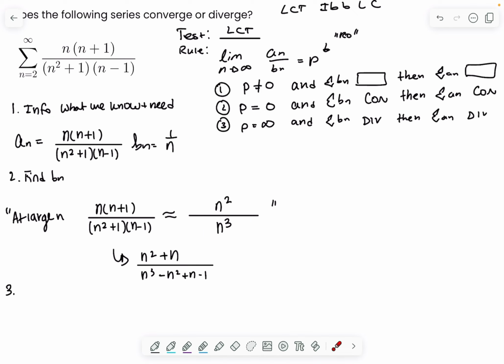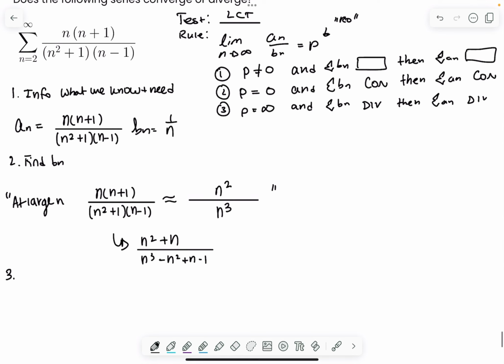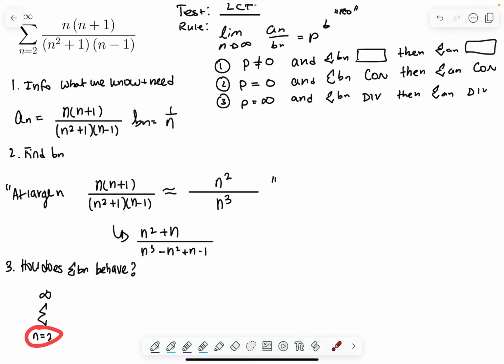Which brings us to step 3. We want to find the behavior, so B for behavior, of the series b of n, because that's going to determine the behavior of the series a of n along with the rho, the limit that we find later on. So how does the series b of n behave? What is the series b of n? It starts from n equal to 1 and goes to infinity. I get these from the original series.